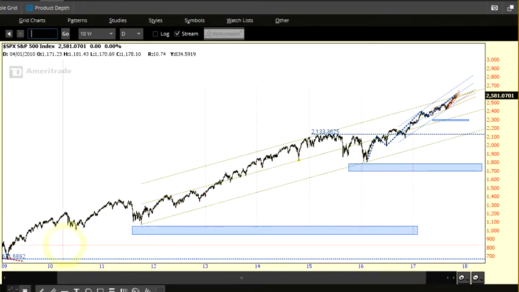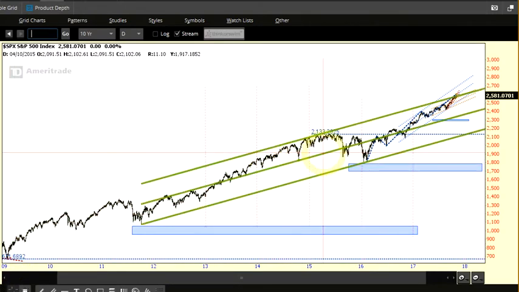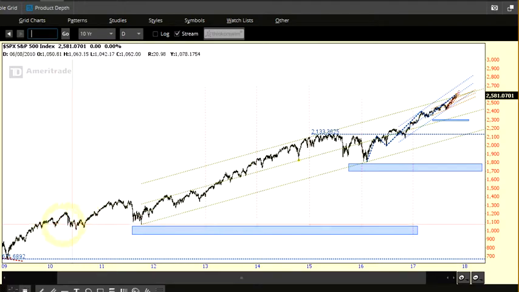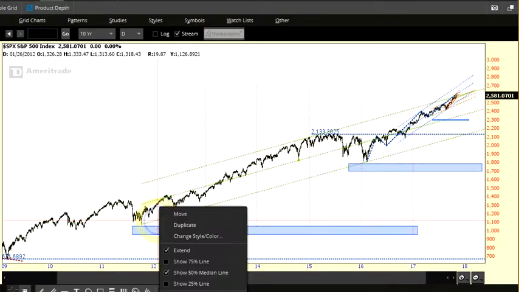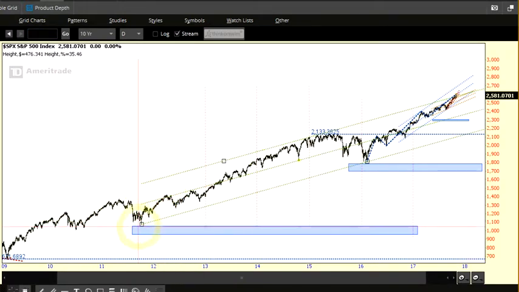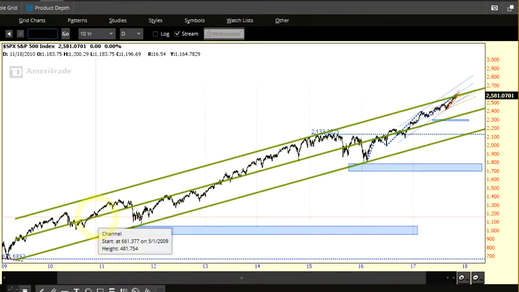So what we've got here is the chart. This is the market, the S&P 500 since the 2009 low, and I'm going to go ahead and extend this back a little further. I'm not going to change it any. I'm just going to extend it back so that we can tell that we're talking about the trend since the 2009 low. So this green channel here is the trend since 2009.